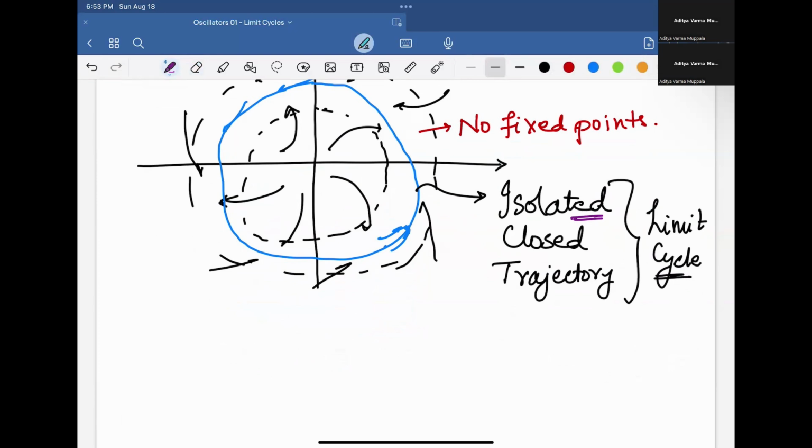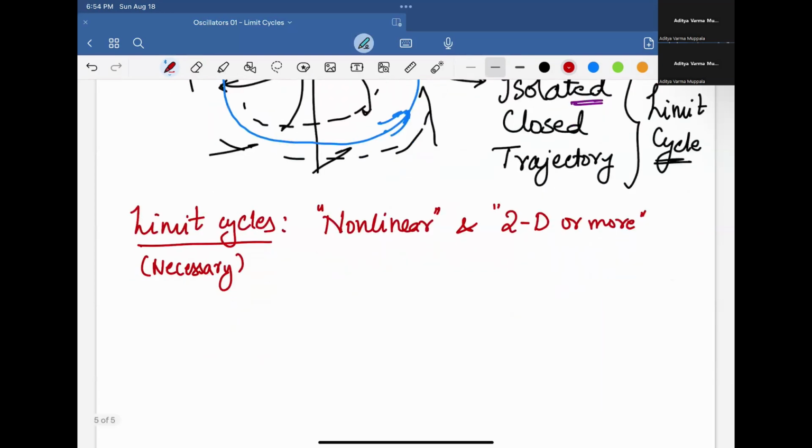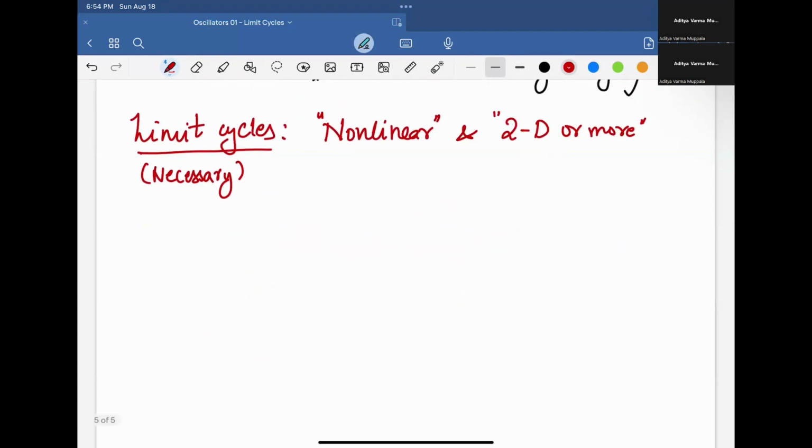So the two necessary, and not sufficient, conditions for limit cycles are that it has to be nonlinear, and it has to be at least two-dimensional, right? So these are the necessary conditions. They're not sufficient. So you can have nonlinear 2D or 3D or 10D differential equations that don't lead to limit cycle solutions.